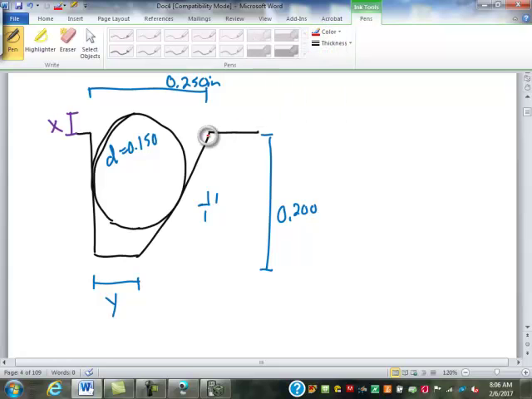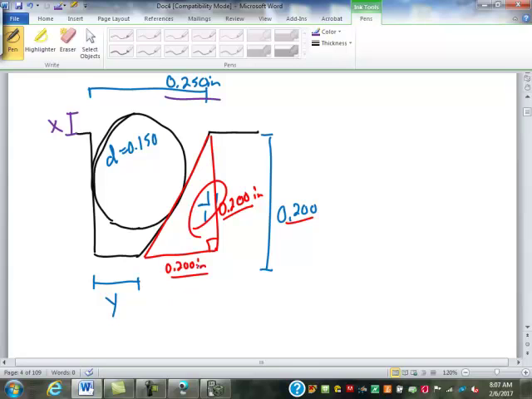Well, I'm going to start out with this surface here. Makes that triangle. Do we know this side of the triangle? And that's just the depth of the groove. So if that's 0.2, this is 0.2. Why do those have to be the same? 1:1 ratio. Yep, the 250 minus the 200 is just 50 thousandths. So y is 0.050.